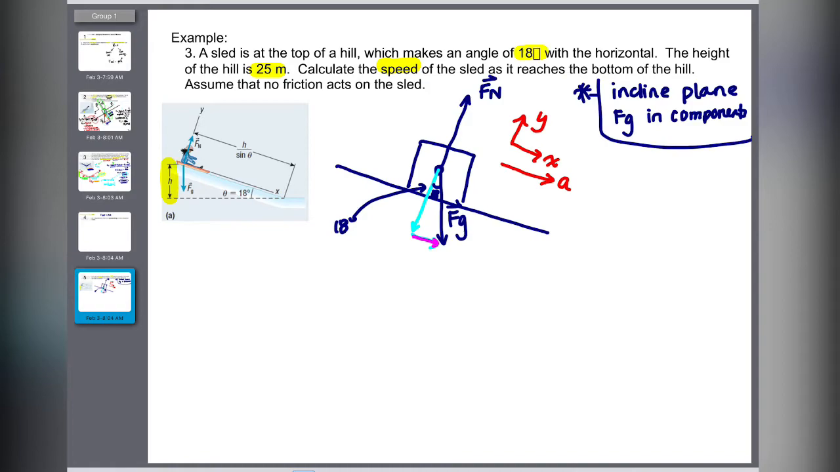So break your FG into components. This guy is opposite to the 18 degrees, so it is the sine. The one that is on the side, beside the 18, is FG cosine of theta. So break them into components. It might look complicated the first time, but you would realize that it's almost the same thing every single time. All right, so some of my forces along X, some of my forces along Y.